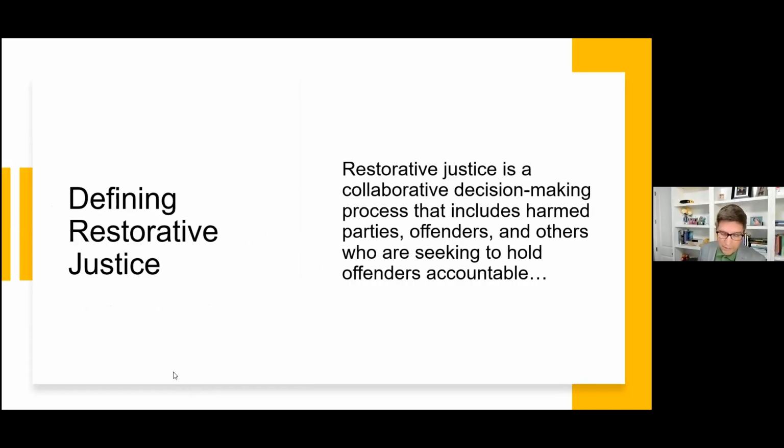Here is a definition for restorative justice. Depending on the author, there are at least three out there, but they all say about the same thing. I just happen to pick this one. Restorative justice is a collaborative decision-making process that includes harmed parties, offenders, and others who are seeking to hold offenders accountable. Traditional justice is more of an offender-centered approach, and this one is more of a victim-centered approach.